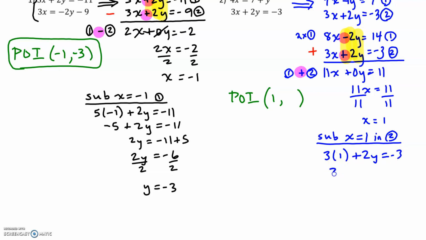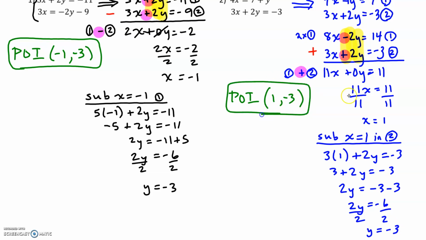So 3 times 1 is 3 plus 2y equals -3. I'll leave the 2y and move the 3 to the other side. It becomes a -3. So 2y equals -6, and we'll divide both sides by 2. So y equals -3. Okay, and I'll fill it in, and there is my POI.